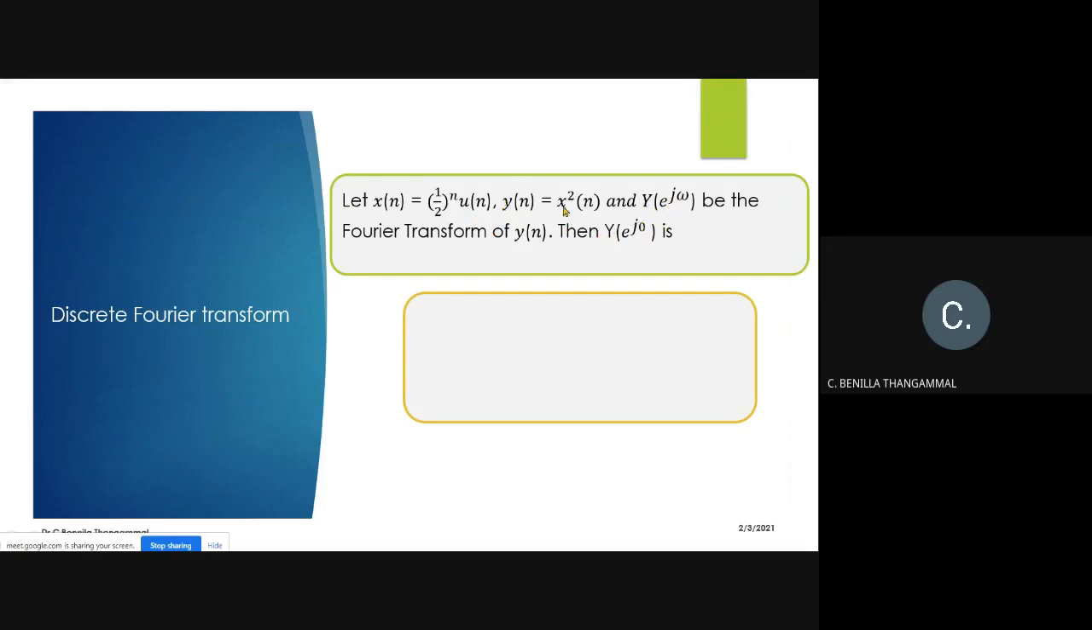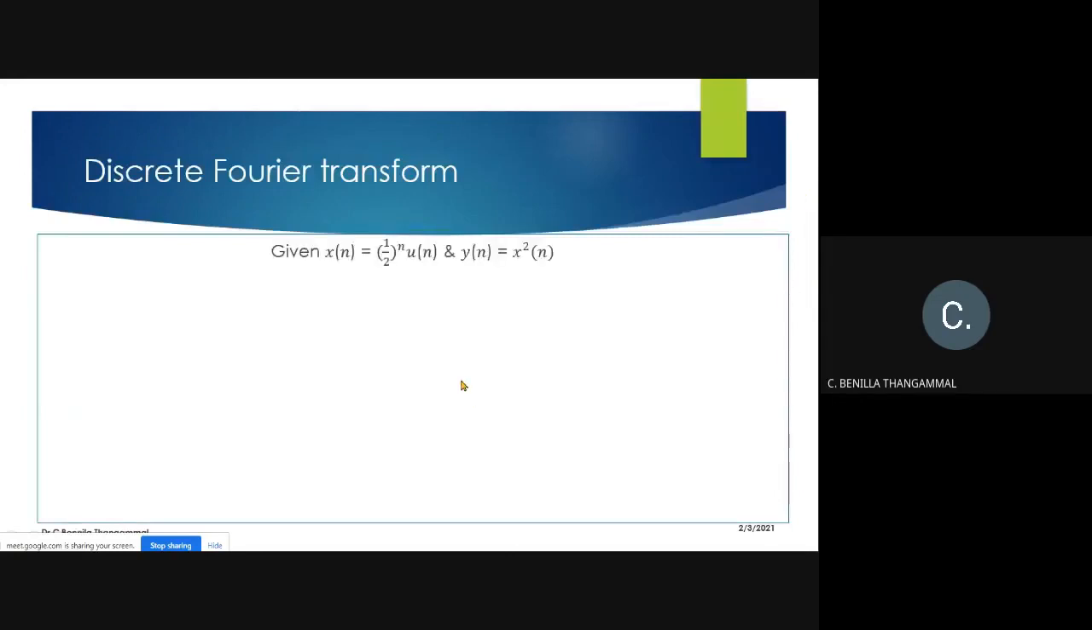So y of n is x square of n, where x of n is 1 by 2 power n u of n. They have given the options. So how to find this is: first they have given x of n as 1 by 2 power n u of n, and y of n as x square of n. So your y of n will be 1 by 2 power n u of n whole square, so 1 by 2 power 2n u square of n.